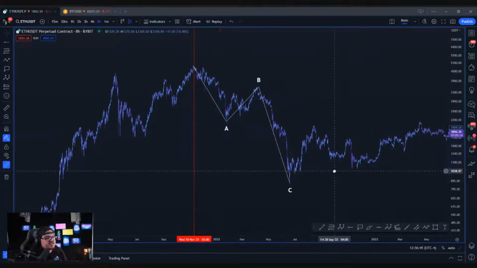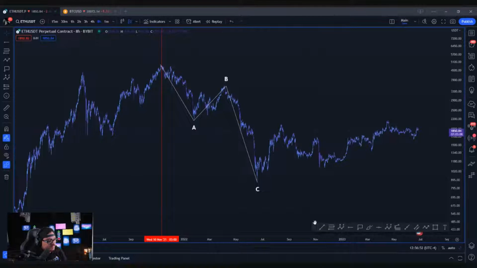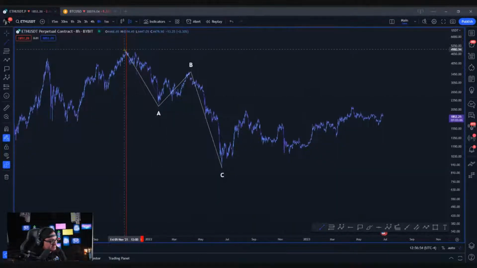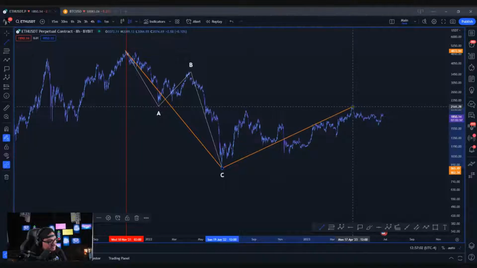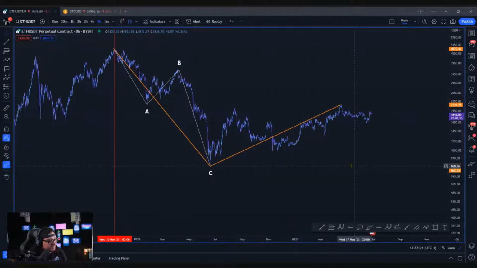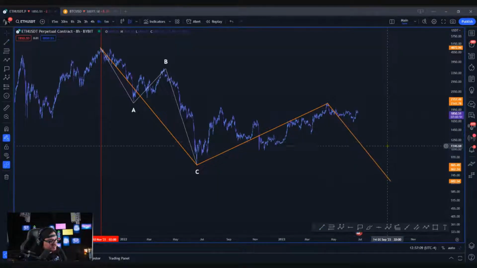Now the question is, is this the beginning of something or the end of something? If this is going to be the beginning of something, we have to look at this as a possible A. Oh, sorry, I actually hit the wrong button. As an A, we're looking for an A, B, C to a possible B. All right. And then we're going to look for lower for a worst case scenario.